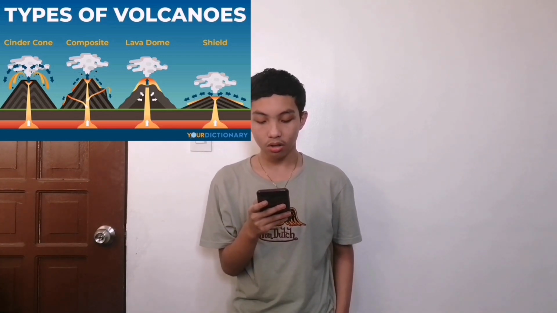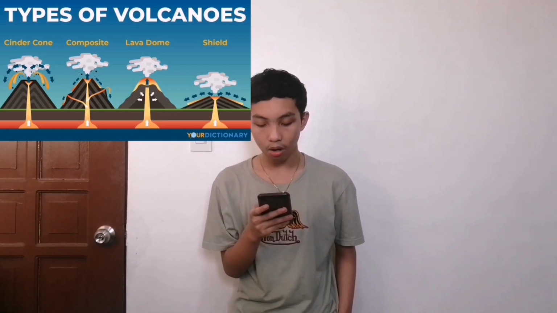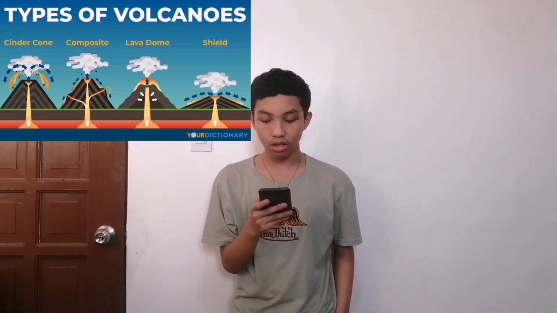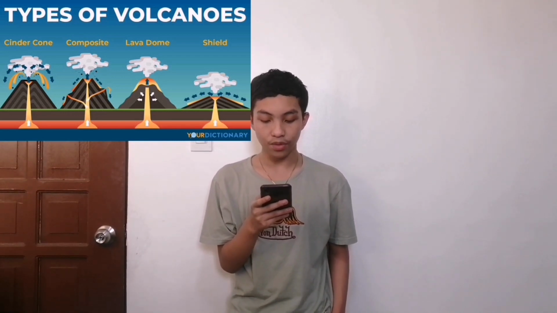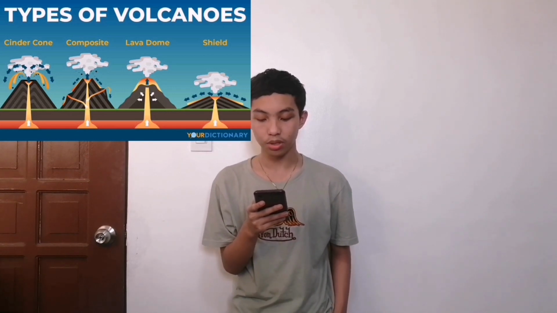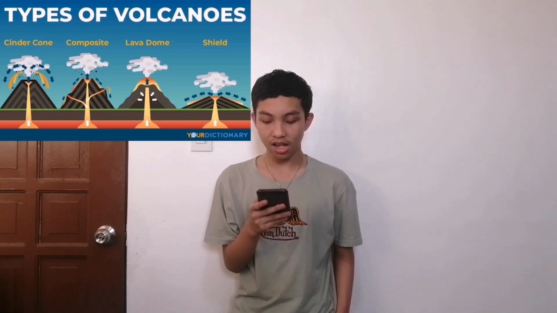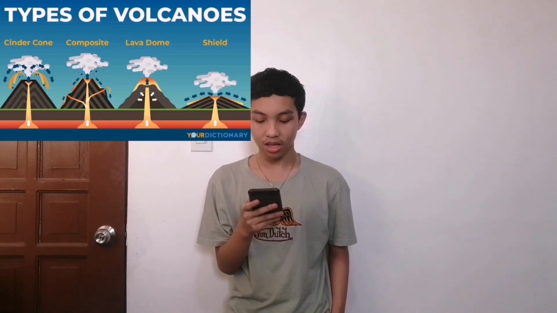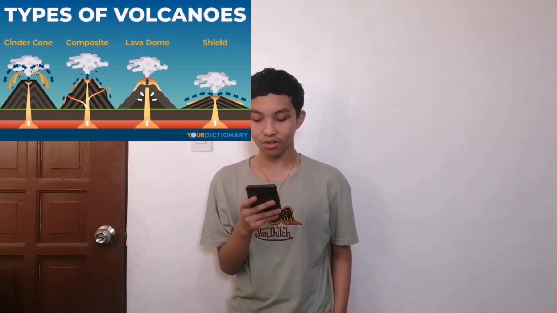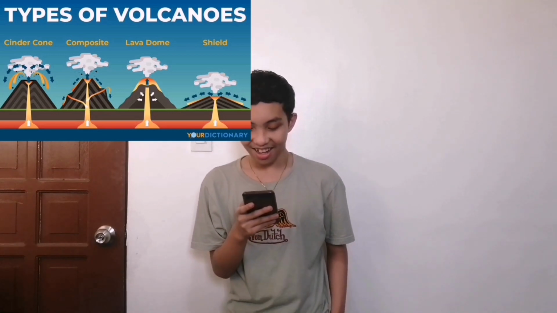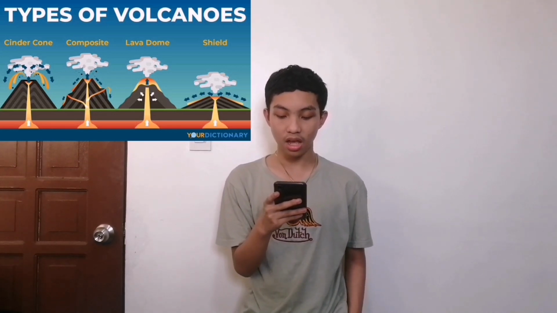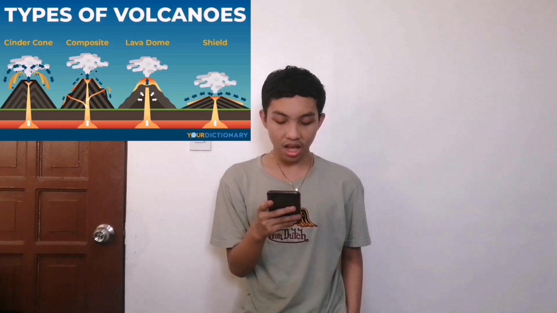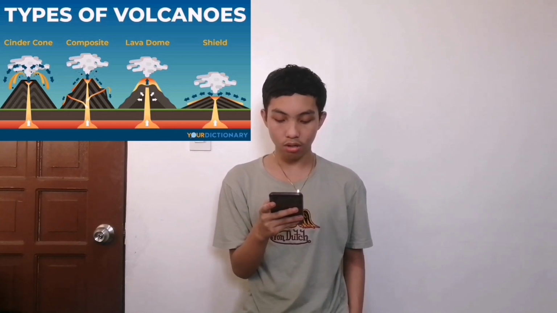In addition to the immediate impact of an eruption, the long-term effects can be significant as well. For example, the ash that is released during an eruption can have a cooling effect on the Earth's atmosphere, which can lead to a change in climate, and the ash can also cause acid rain, which can damage crops and aquatic ecosystems.